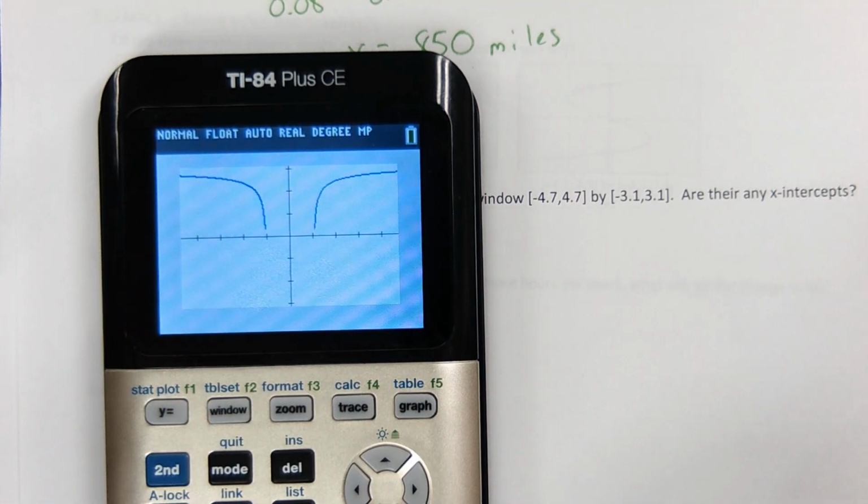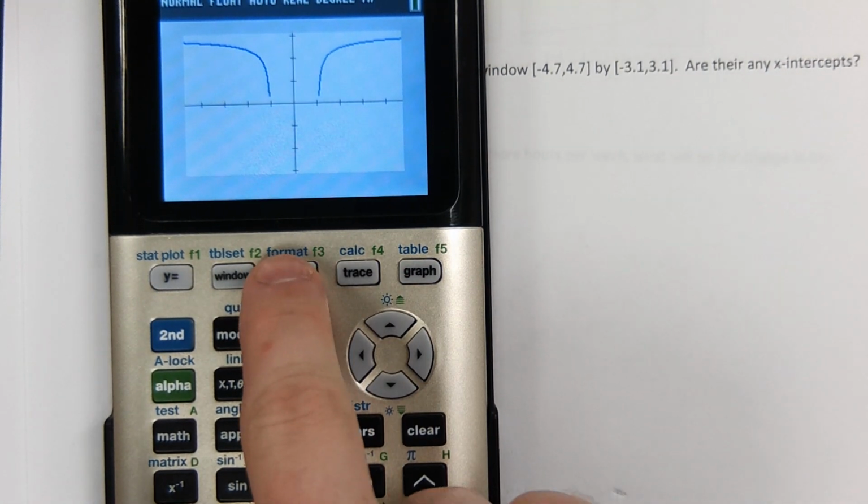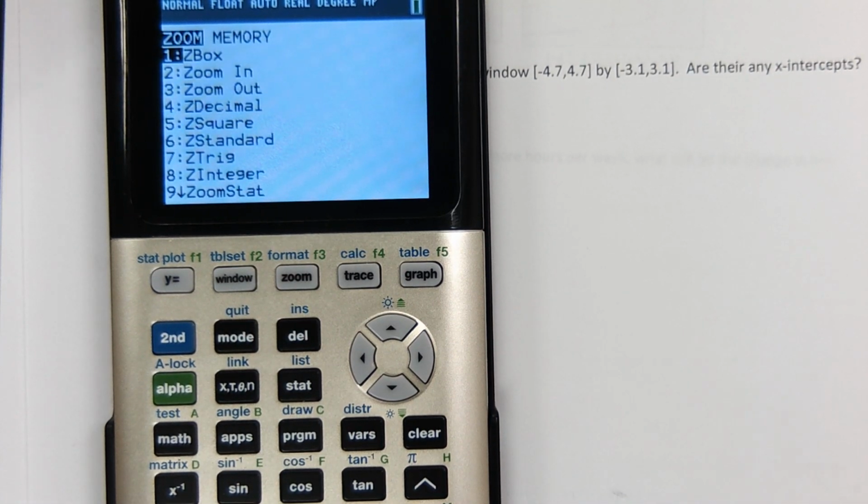So you know what I'm going to do? I'm going to adjust my window. But instead of guessing at the window, I'm going to do another fun command. I'm going to hit the zoom button. And I'd like you to look at number 2. It says zoom in. So I'm going to hit 2.